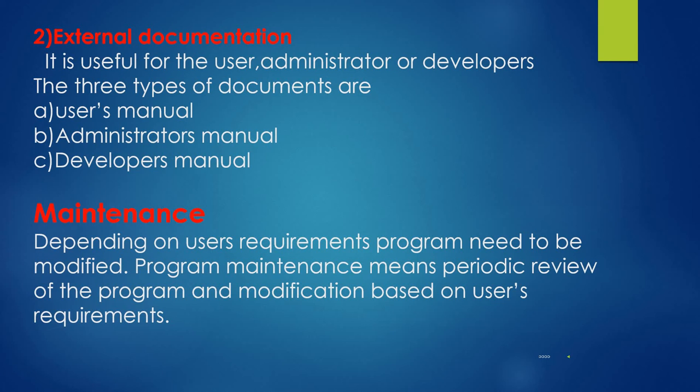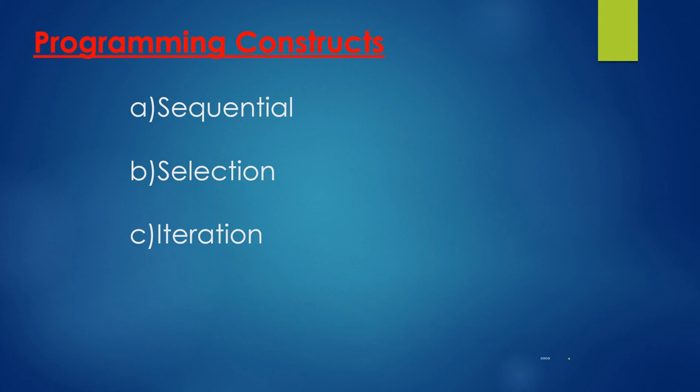Now we have discussed all the 6 stages in computerized problem solving. That is, problem definition, problem analysis, design of solution, coding, testing and debugging, then documentation and maintenance. Next, a new topic, that is programming constructs. Programming constructs are sequential, selection and iteration constructs.